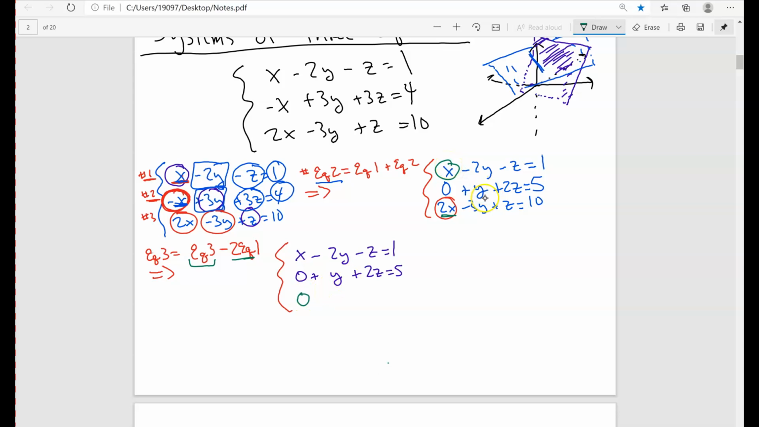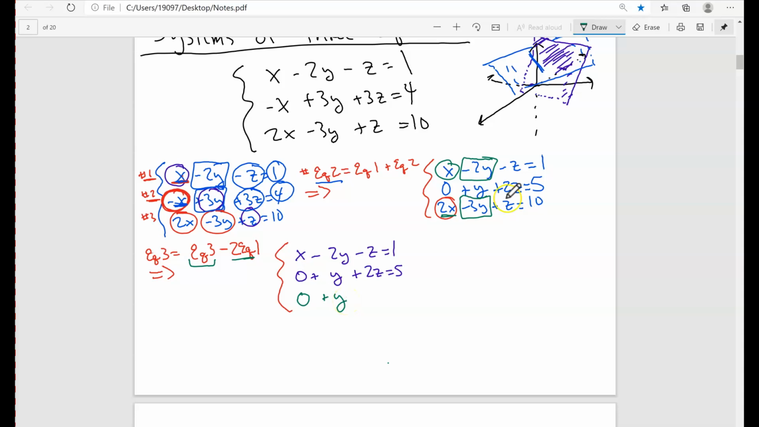Okay, then I'm going to take negative 3y and add it to negative 2 times negative 2y. So it's going to give me negative 3 minus 2 times negative 2. That's going to give me a 1. Okay, so I'm going to get positive y.